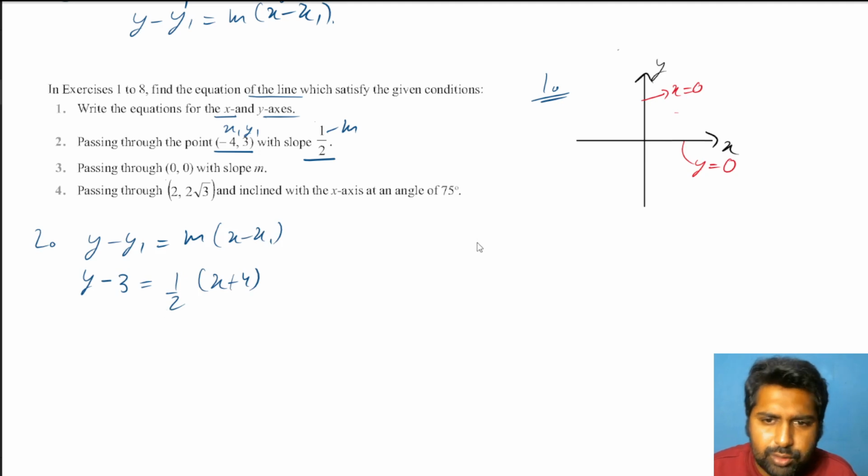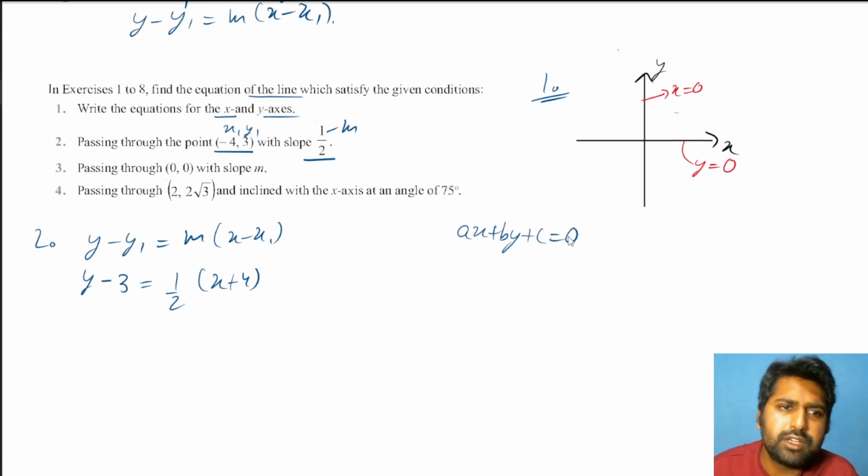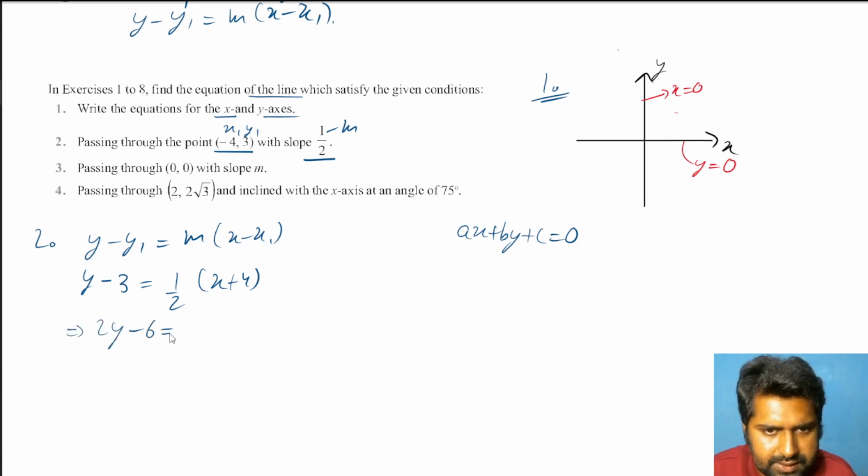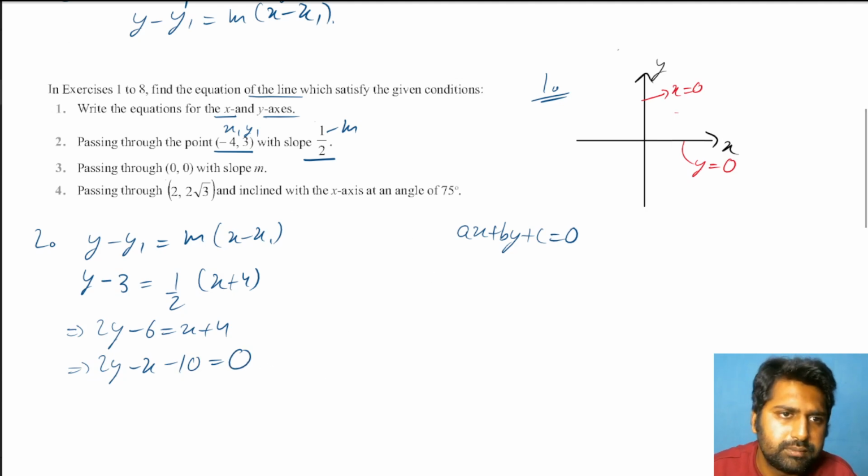We have to create standard form usually, ax plus by plus c equal to 0. This is the usual form in which you will get the options always. So you have to rearrange terms. So multiply this by 2: 2y minus 6 is equal to x plus 4, get everything on the left. 2y minus x minus 10 equals 0. That's the standard form.